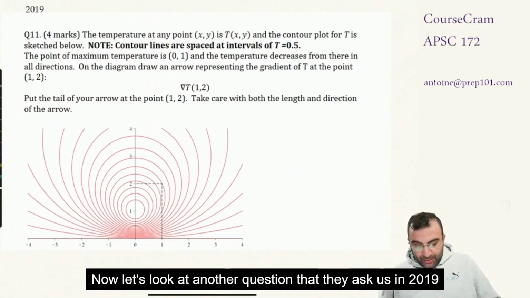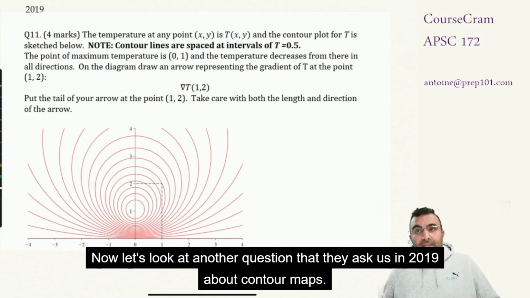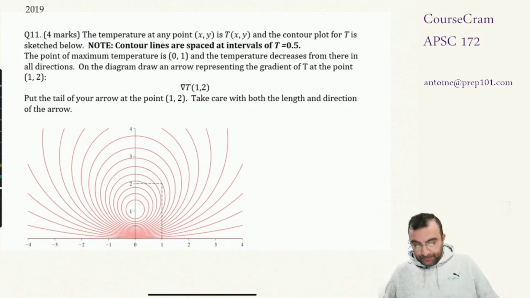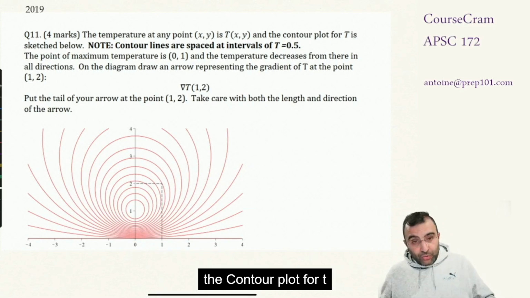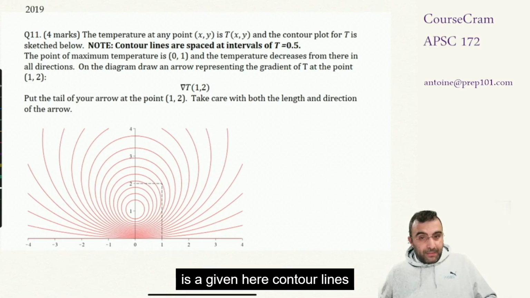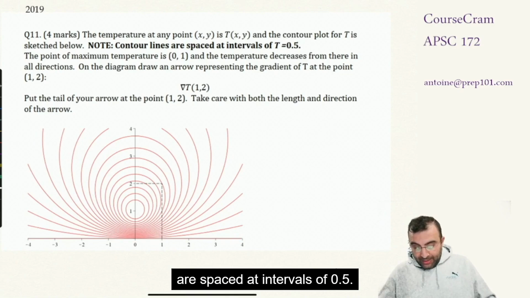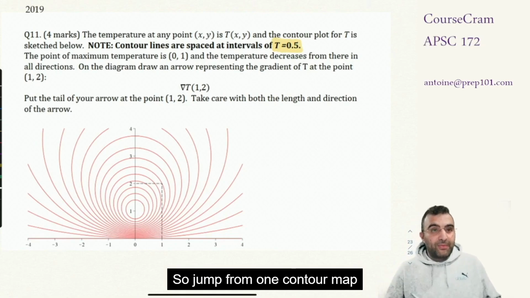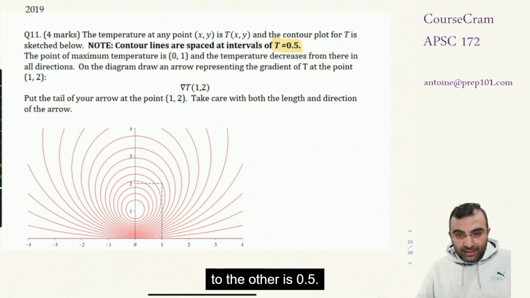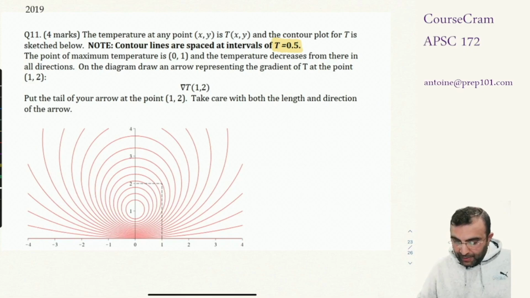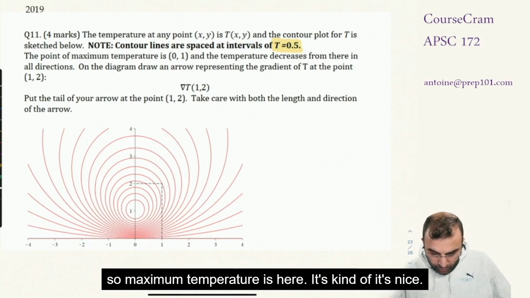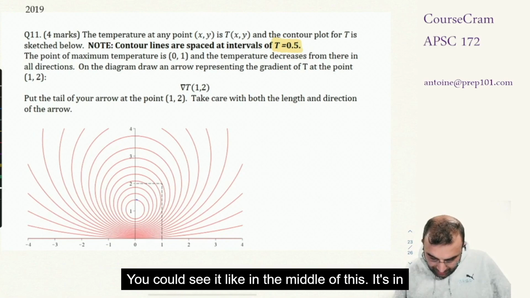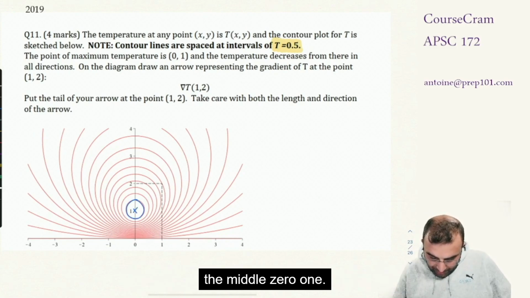Now let's look at another question that they asked us in 2019 about contour maps. So the temperature again is T(x,y). The contour plot for T is given here. Contour lines are spaced at intervals of 0.5. So the jump from one contour to the other is 0.5. The point of maximum temperature is (0, 1). So maximum temperature is here. You could see it in the middle of this. It's in the middle, (0, 1).